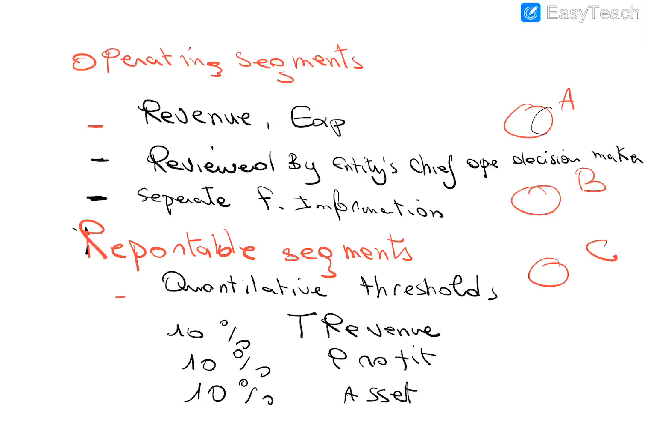So once I have this 10%, I should be only satisfied with one. It shouldn't be like all of them. I'm looking just for one of them. If one of them is fulfilled, that's fine. I say, okay, this segment, for example, A, does represent 10% of this. Okay, it's a reportable segment. It means I can disclose more information and separate detailed information as required in IFRS 8 to be disclosed in the notes, right?